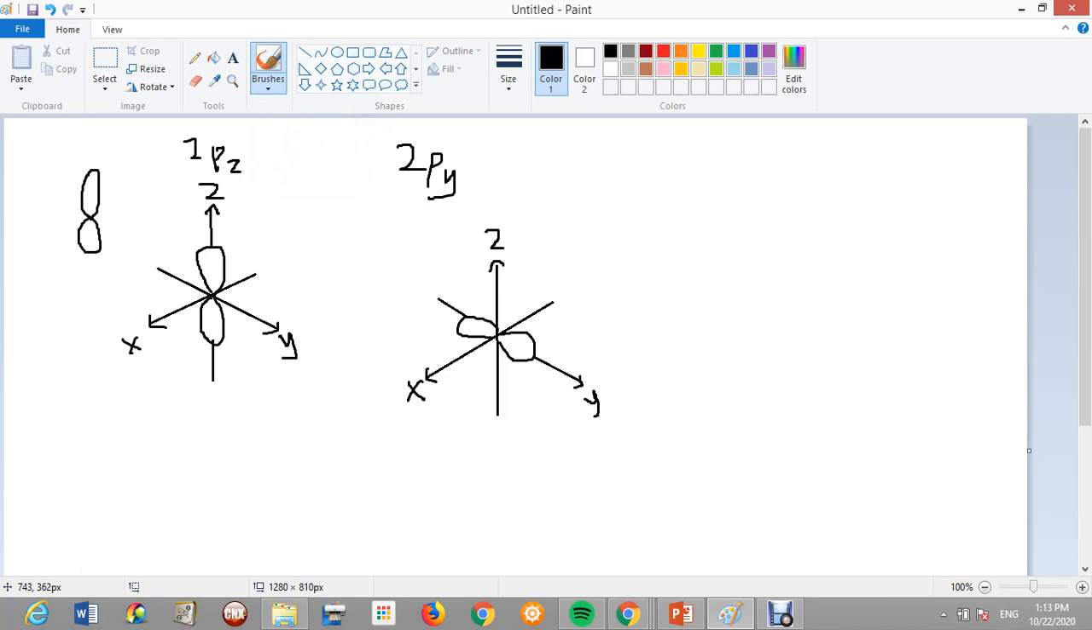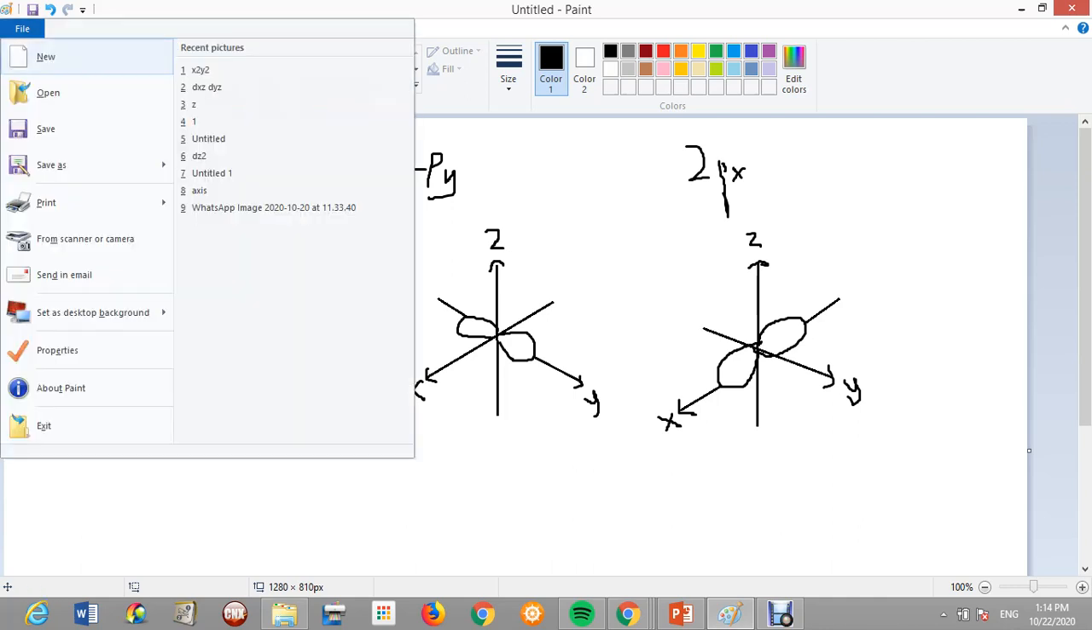Okay, so next one, 2px. For 2px, you draw your z-axis first and your y-axis, and then you add on your dumbbell. Then you draw your x-axis. So this is your 2pz, 2py, and 2px.